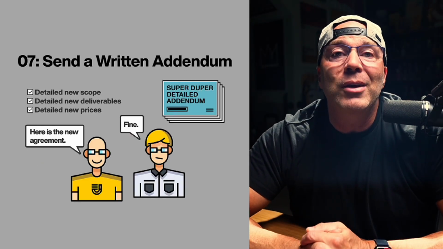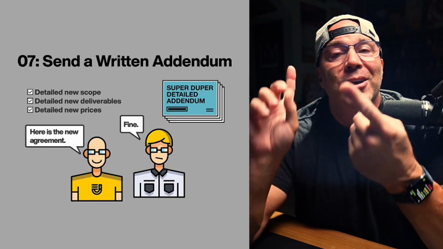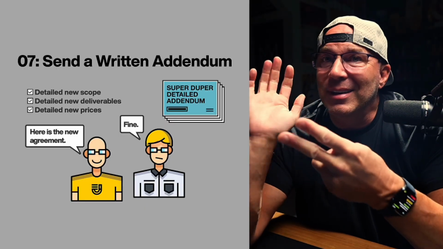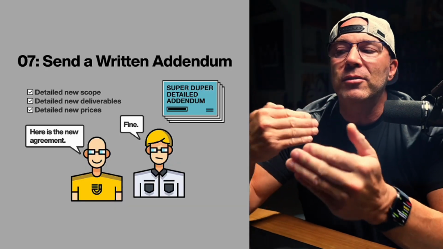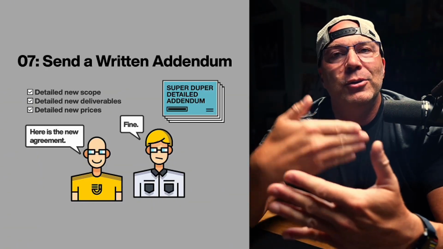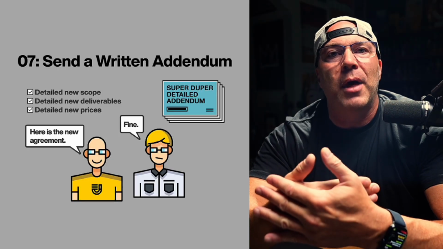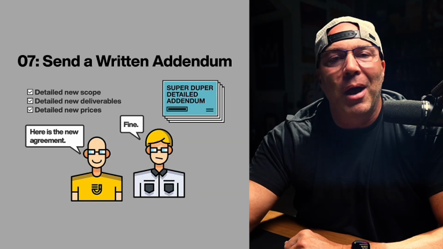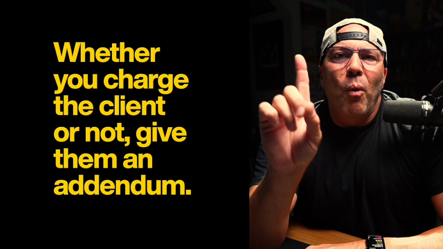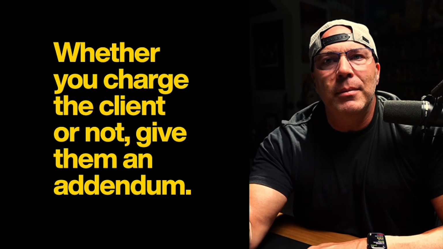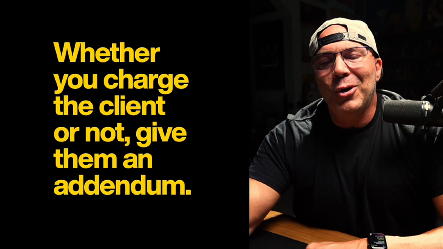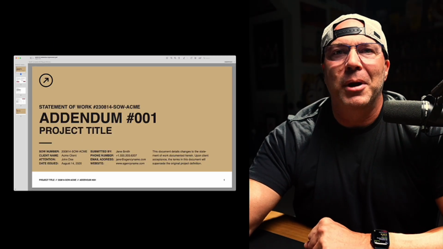You're going to send them a written addendum. You're going to detail the new scope. You're going to detail the new deliverables, and you're going to give them a new price. This is just an add-on piece to the existing agreement you have with them. Call it an addendum. I'm going to show you some examples. Now, whether you charge the client or not, give them an addendum. Whether you charge them or not, I'm going to give you an example of that coming up here.